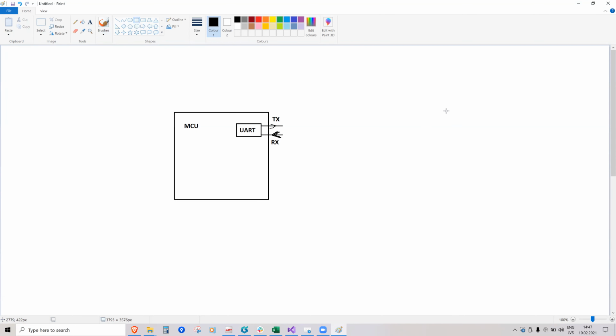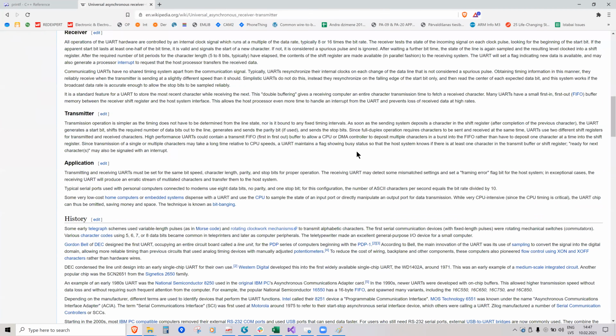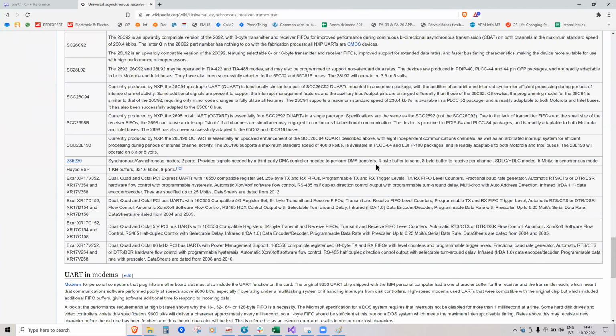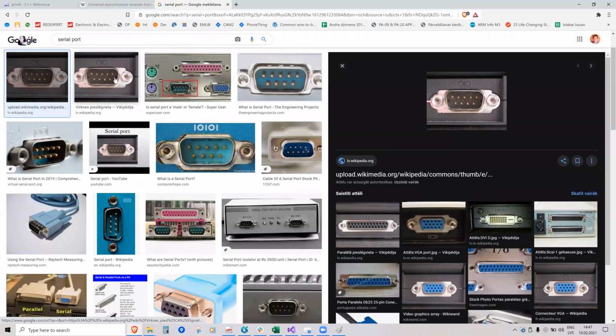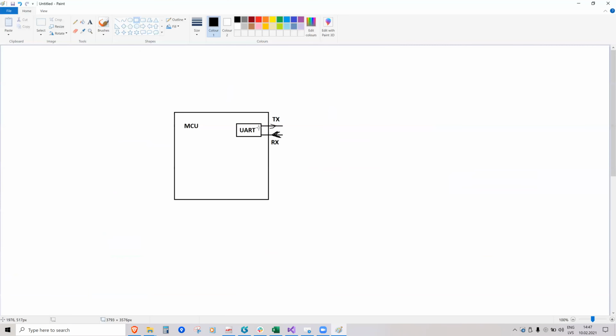PC, old PCs actually had this UART port built into them. It was called serial port. And it looked something like this, like in this picture. So you could just take a cable and connect it to TX of this computer and the second wire to another pin, and the other ends of the wires connect directly to the microcontroller, and in some cases it would just work. Okay.